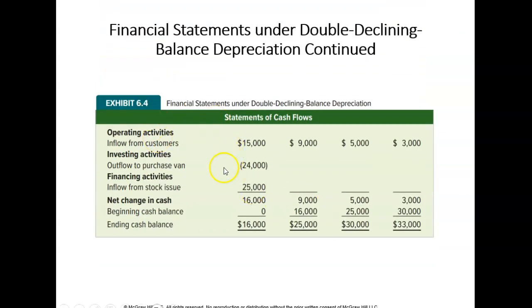Okay? Statement of cash flows. This is showing the actual cash that came in. This is showing the purchase price. This is showing the issue of stock. So this is showing the cash inflows and outflows pertaining to the purchase of the van as well as the revenue received from the actual rental of the delivery van.